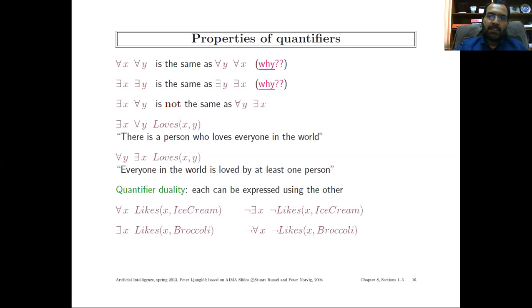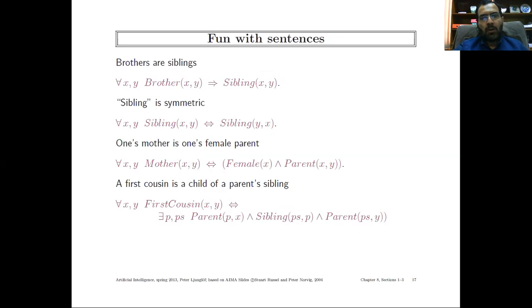So everybody likes ice cream. There is nobody who doesn't like ice cream. So both statements are true, and these statements are called dual statements or quantifier duality. We call it quantifier duality.